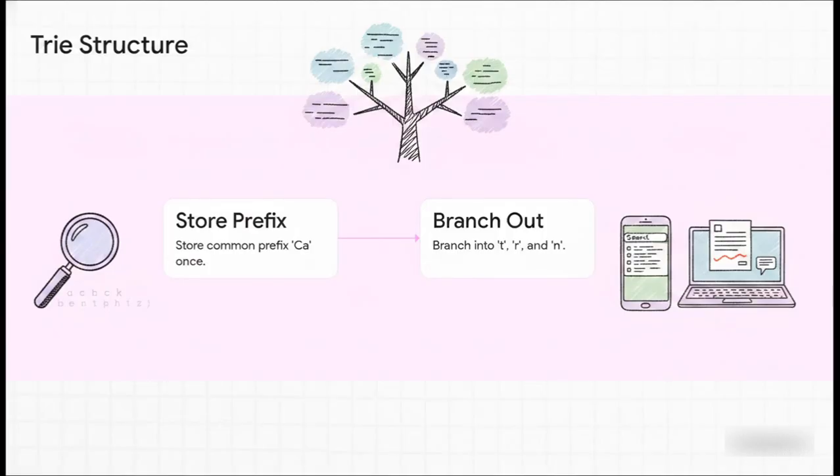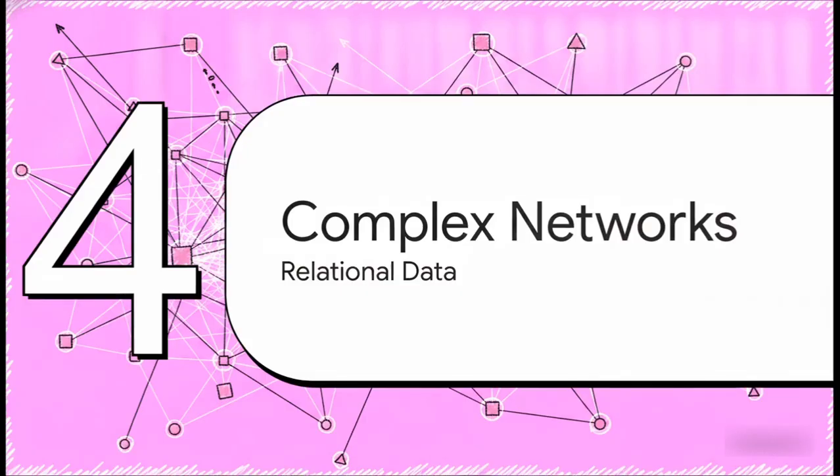And then we have the trie, that's spelled T-R-I-E. This is a tree custom designed for strings. Instead of storing the words cat, car, and can as three completely separate independent words, a trie stores their common prefix, CA, just once. Then it branches off into the different endings, T, R, and N. This shared prefix trick, that is the hidden magic behind your smartphone's autocomplete feature and the spell checker on your laptop. It's brilliant. Finally, part 4, the complex networks, focusing on relational data.